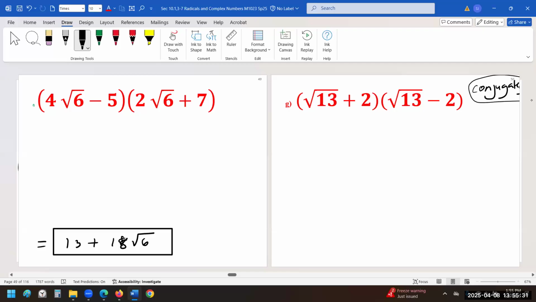Difference of perfect squares. It means we take the first term square minus the second term square. That's all you have to do. If you're lazy like me, you don't have to do the FOILing method, just use perfect square method. What we get as a result is the square root and square cancel out. We get the number 13.